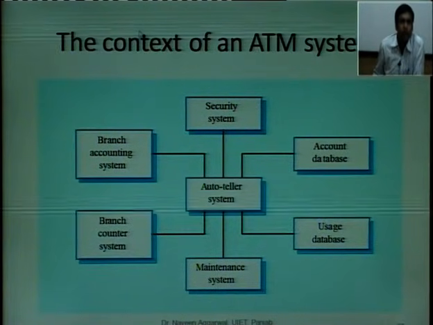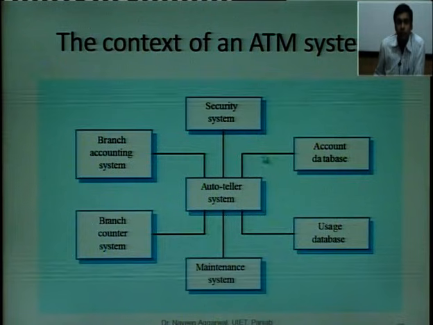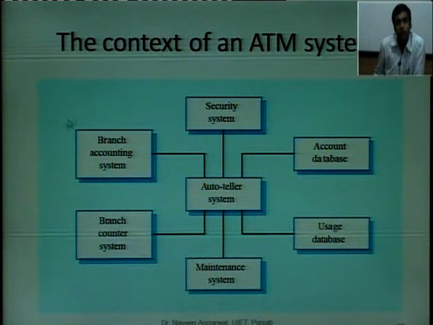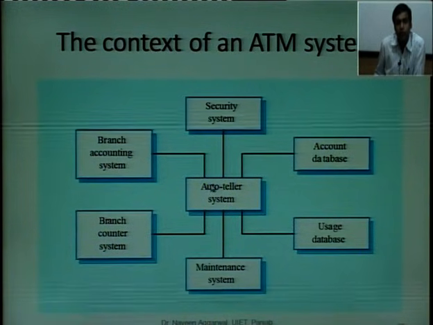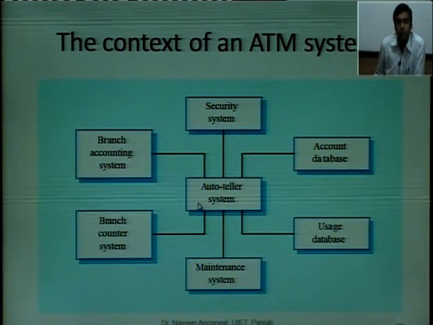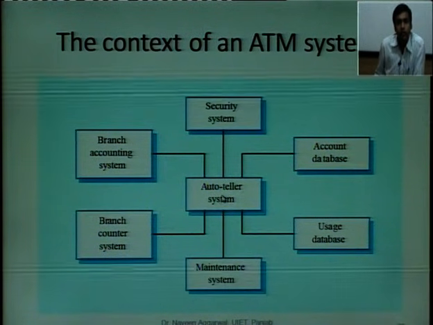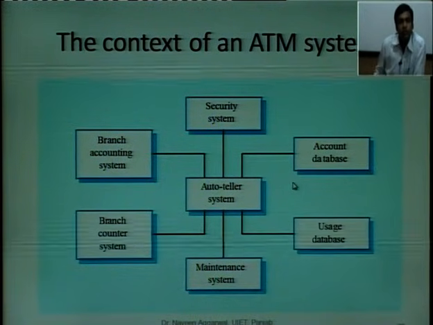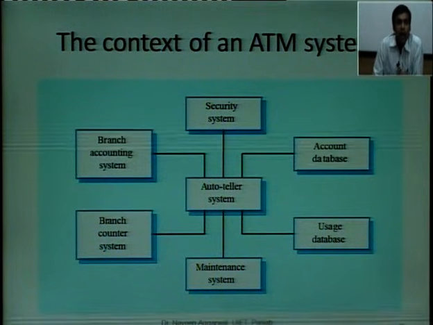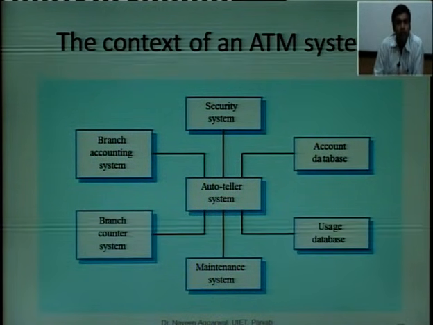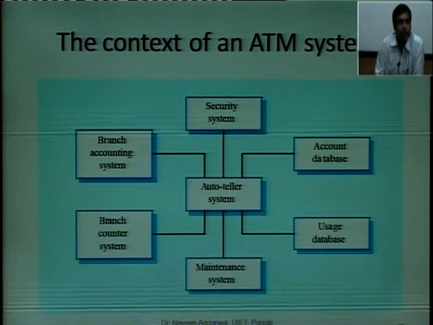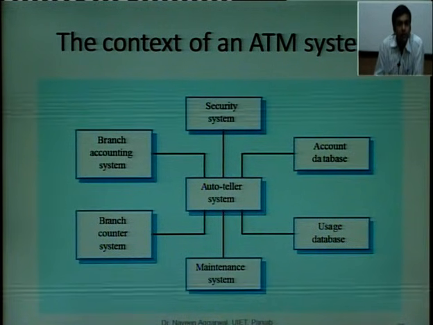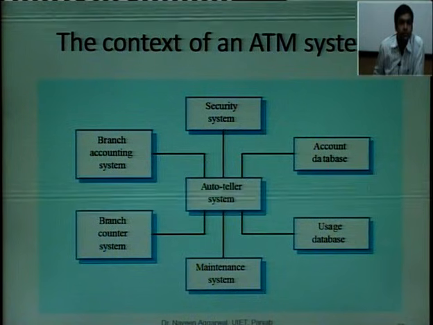Like the context model of an ATM: we have the ATM system, some security system which is outside it, a branch accounting system for a particular bank which may be giving input to this, a branch counter system which may be giving input, some maintenance system for how it has to be maintained, some usage database, or some customer account database. These things are coming from outside, and then you have to make an ATM software which takes input from all these software. We cannot change these software, we have to take input from them, and then implement the functionalities given in the requirements.